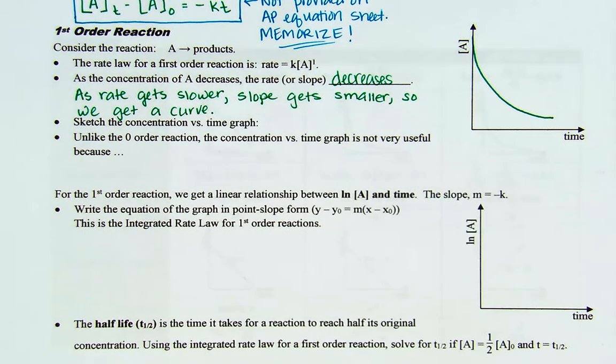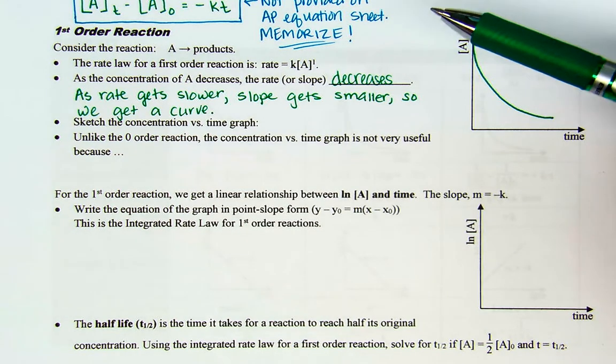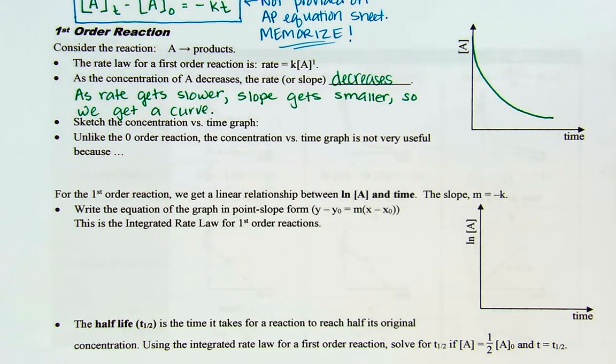And we sketch that over there already. That's our curve. Unlike the zero order reaction, the concentration versus time graph that we've drawn here is not very useful. And that's because it's not a straight line. So we can't really write the equation of that line over here, and we can't use it to make predictions about this reaction, which is really what we need.